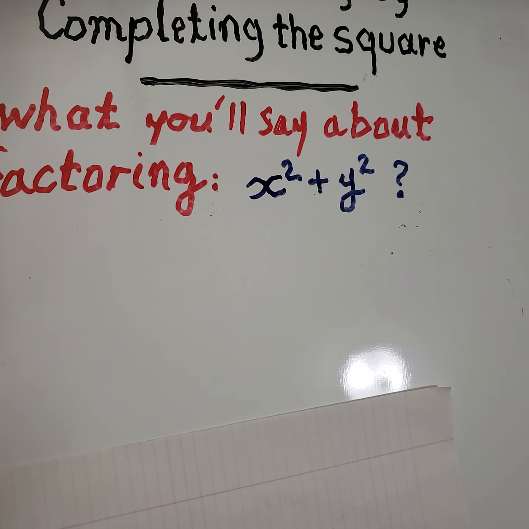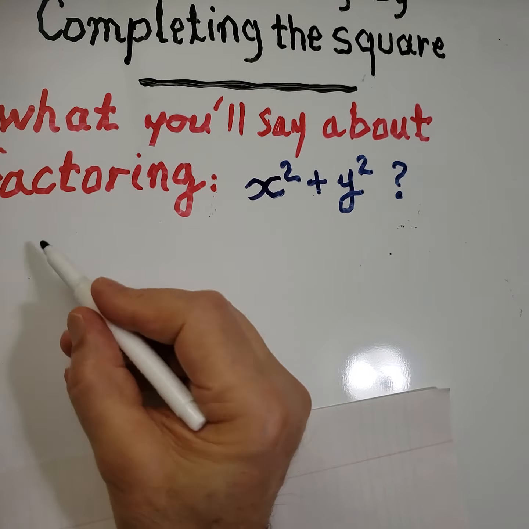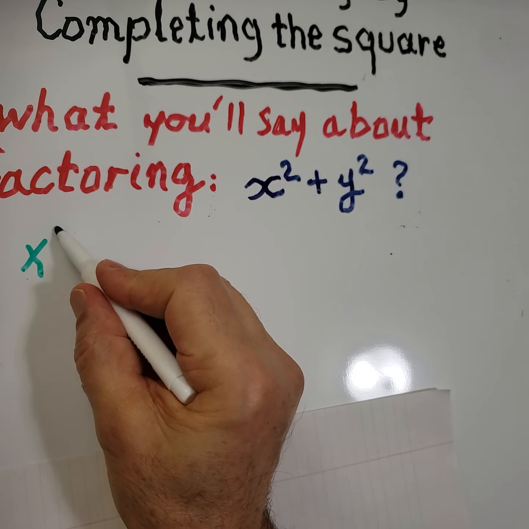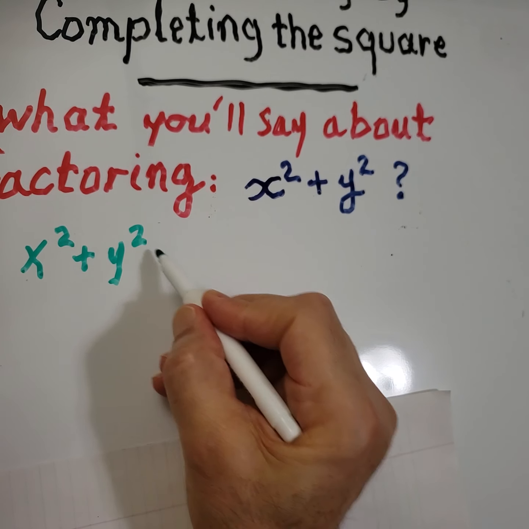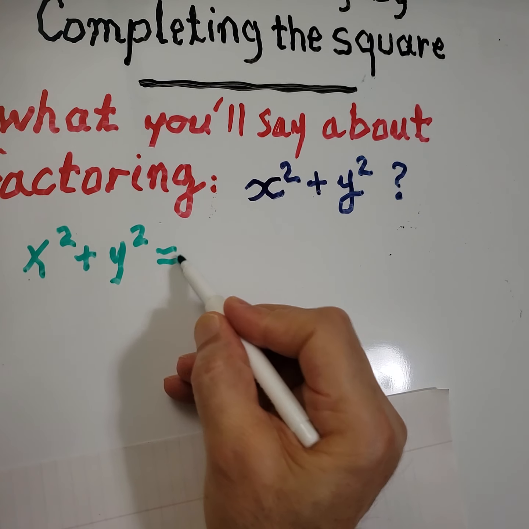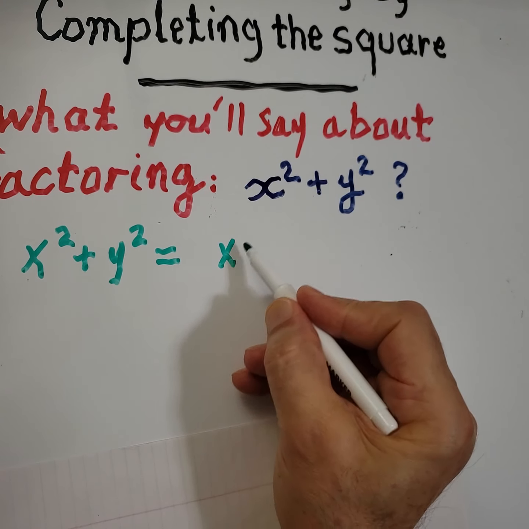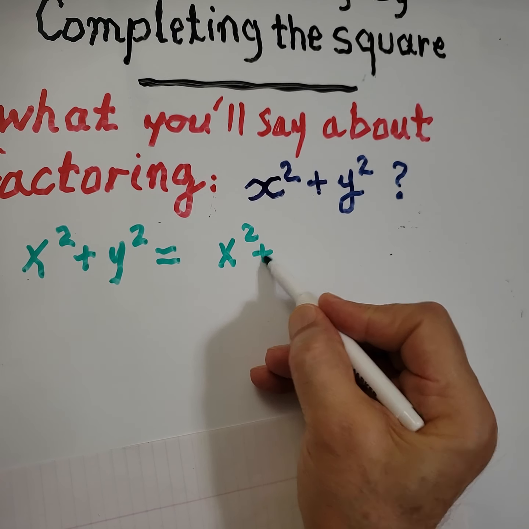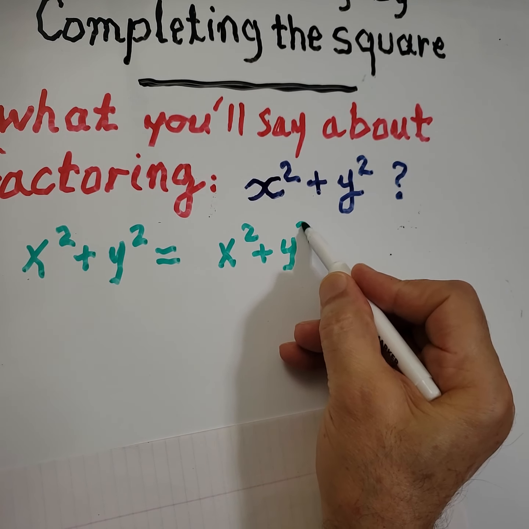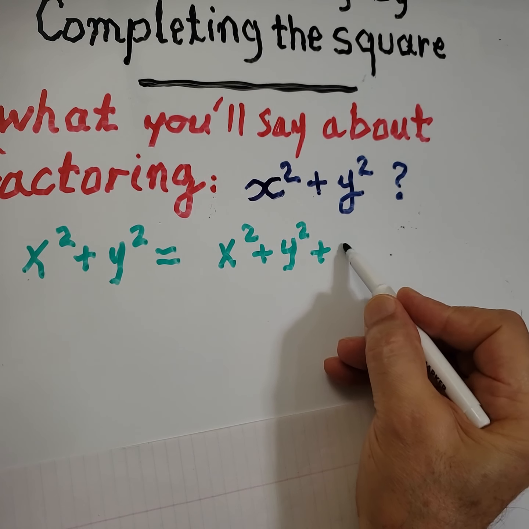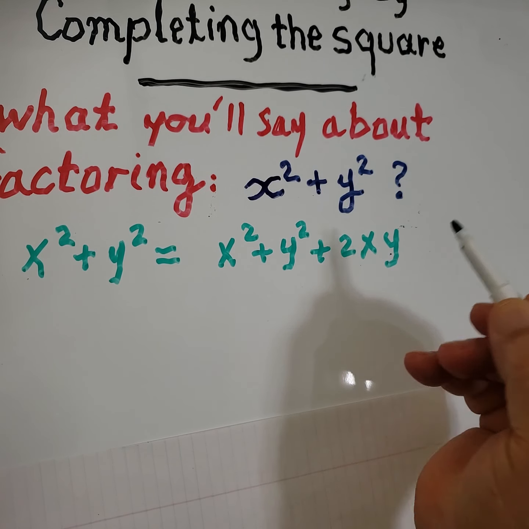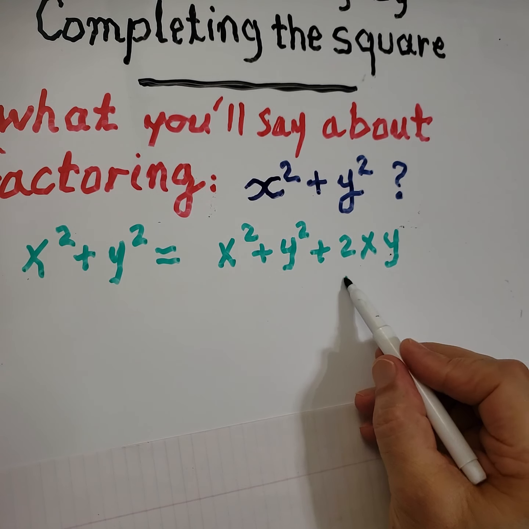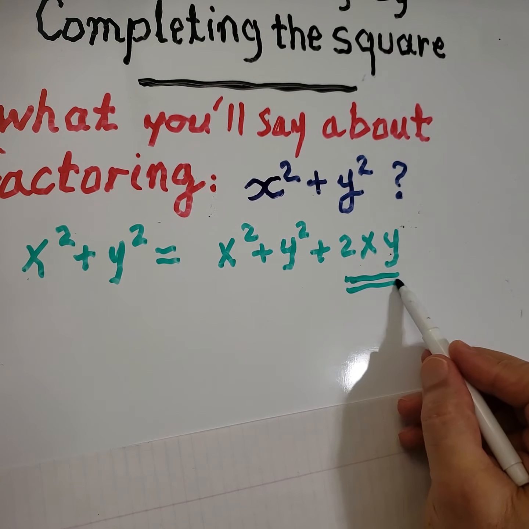We can express this x squared plus y squared as x squared plus y squared plus 2xy. Oh my God, that means we added something here.